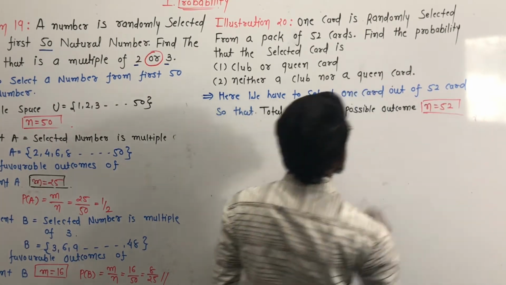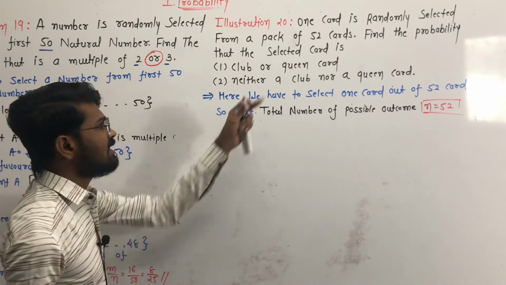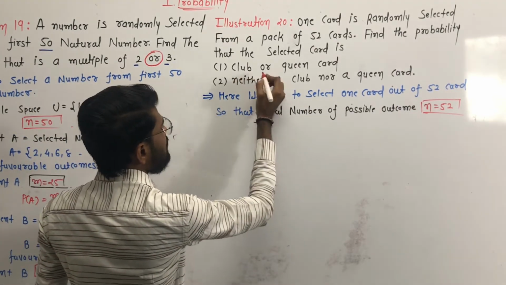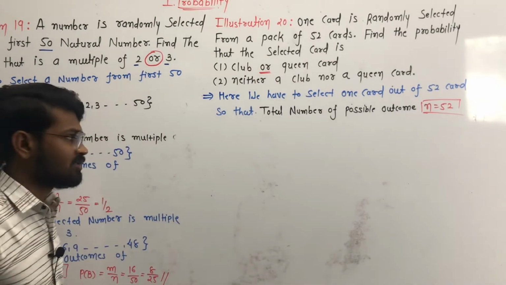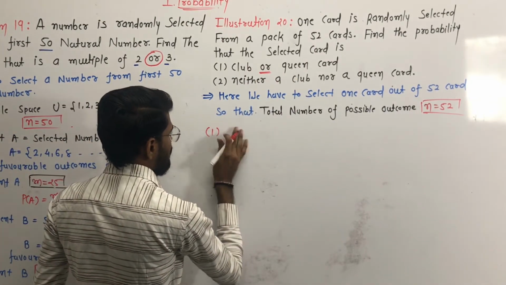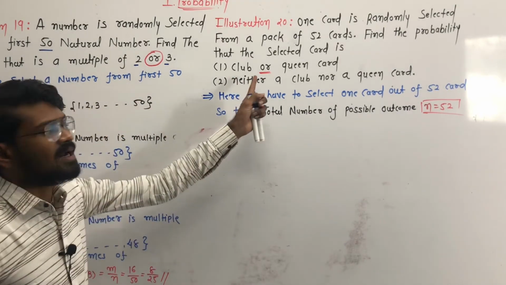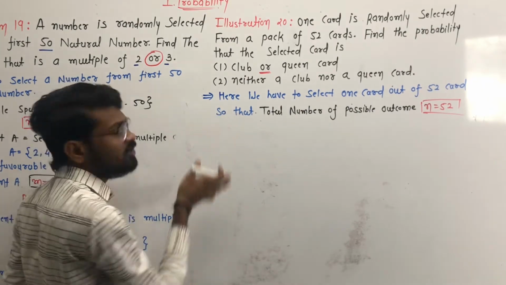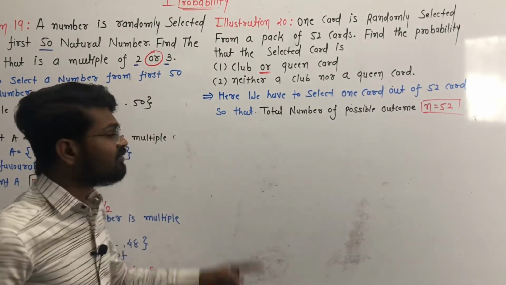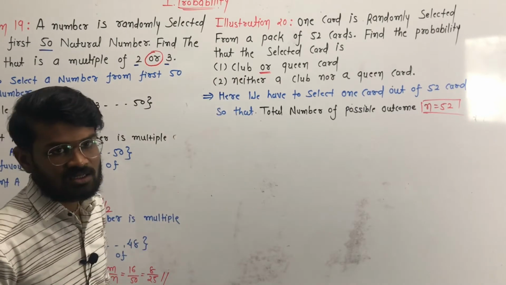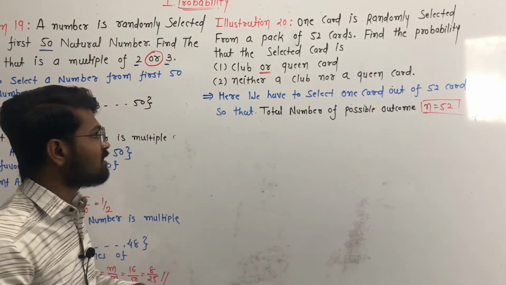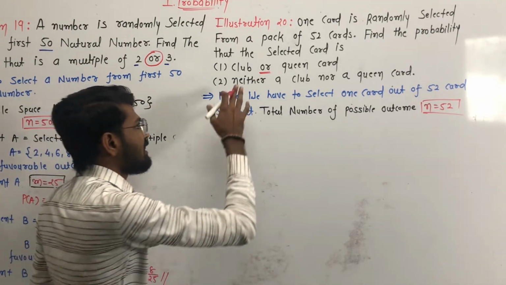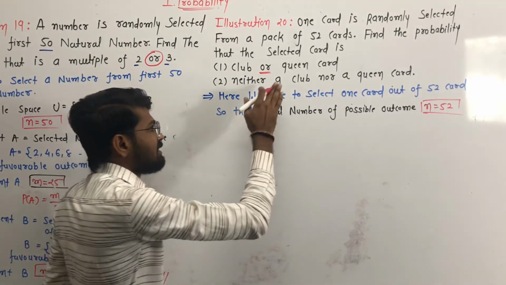Now find the probability that the selected card is a club or queen card. First event: the selected card is a club or queen card. Club or queen, where "or" means the union. If we name the events, event A is that the selected card is a club, and event B is that the selected card is a queen.